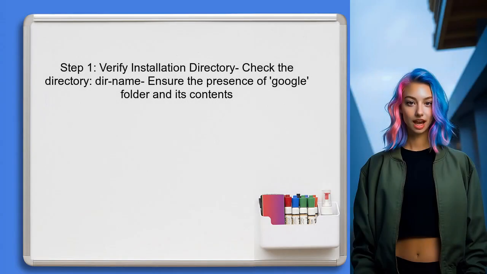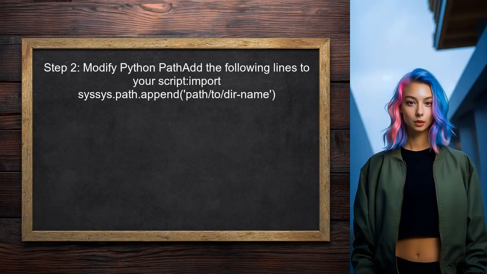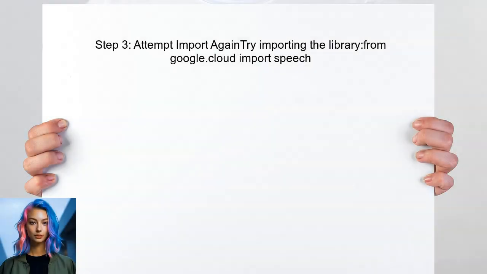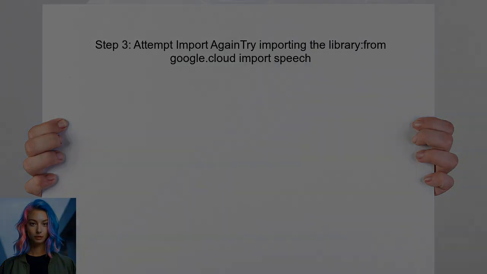To address the import error, the user should first ensure that the Google Cloud Speech library is installed correctly in the specified directory. They can do this by checking the contents of the directory where they installed the library. Next, the user should confirm that the Python path includes the directory where the library is installed. This can be done by modifying the Python path in the script before the import statement. After adjusting the Python path, the user can attempt to import the library again. This should allow Python to locate the installed module without needing the init files.